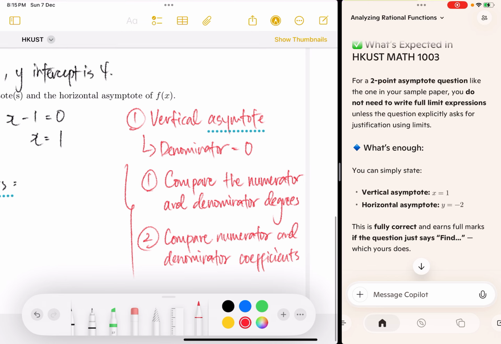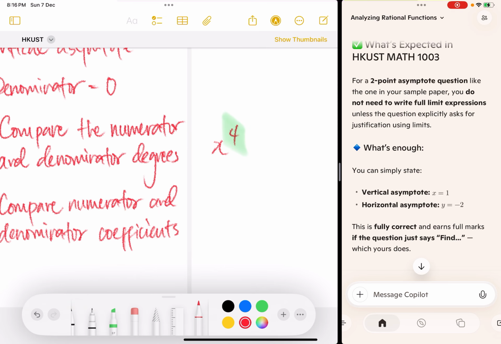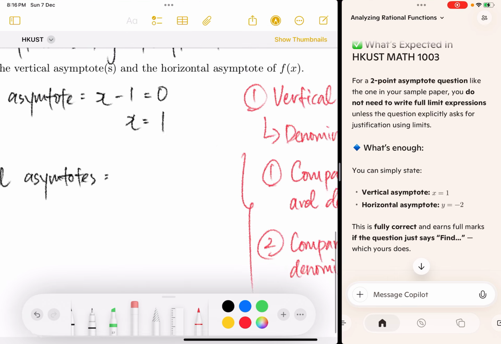When I say degrees, I mean, for example, if we have x to the power of 4, that is the degree of it. X has a degree of 4. And for the coefficient, let's say 3x, the coefficient is 3. So let's compare them, okay?